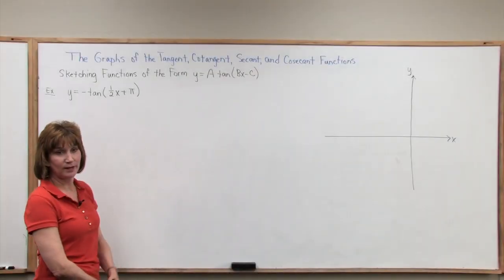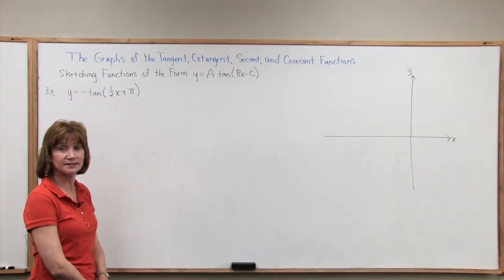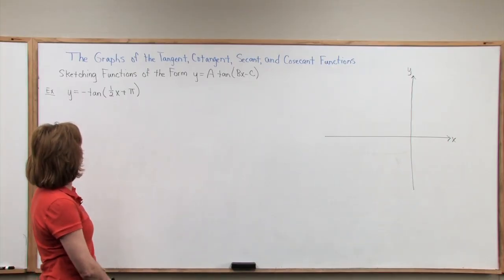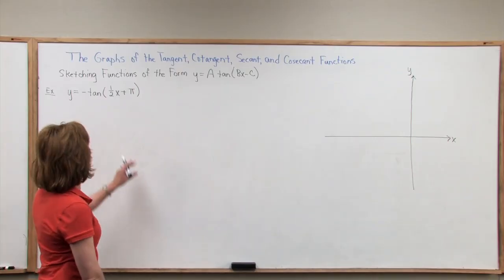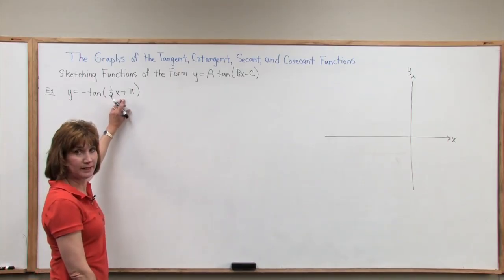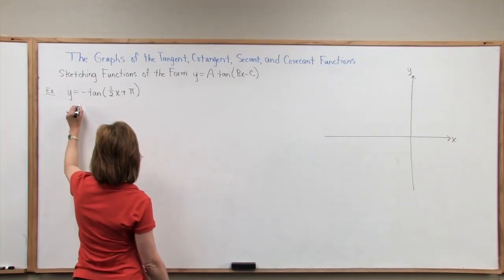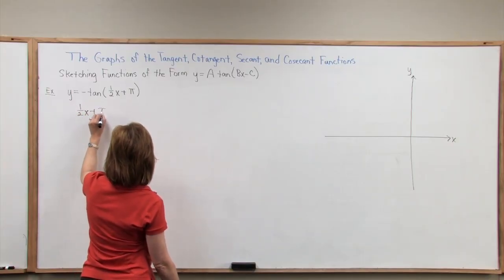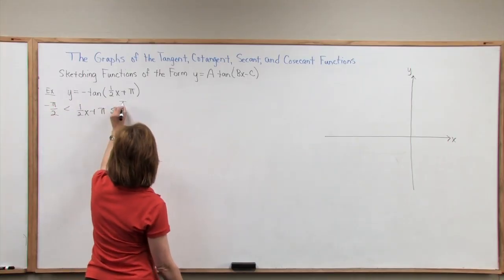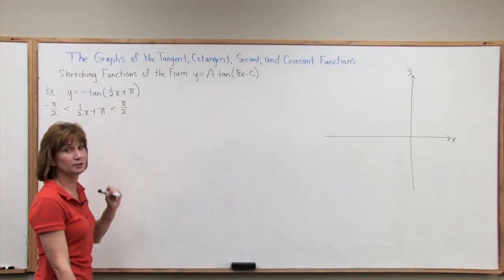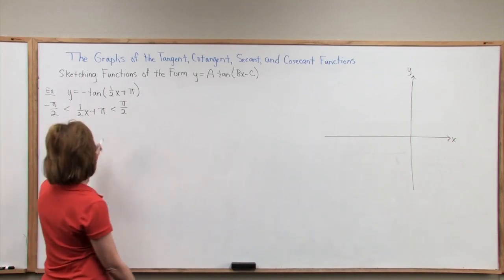Let's look at this example. We have y equal negative tan, parentheses 1/2 x plus pi, and we want to sketch this graph. The first thing we want to determine is the principal cycle. The principal cycle will occur when bx minus c, which in this case is 1/2 x plus pi, is between negative pi over 2 and pi over 2, which recall was the principal cycle for tangent. Now we want to solve this for x.